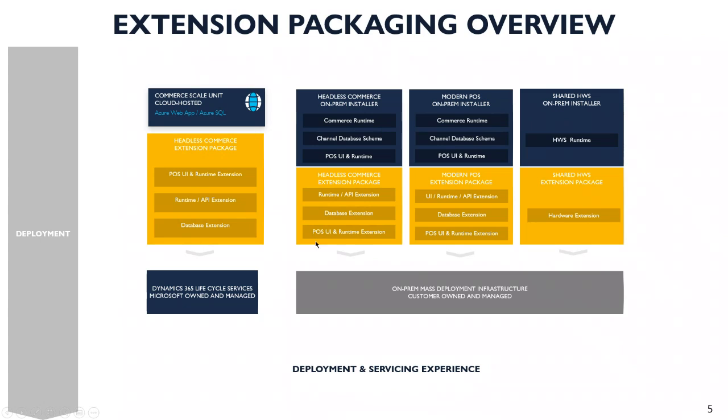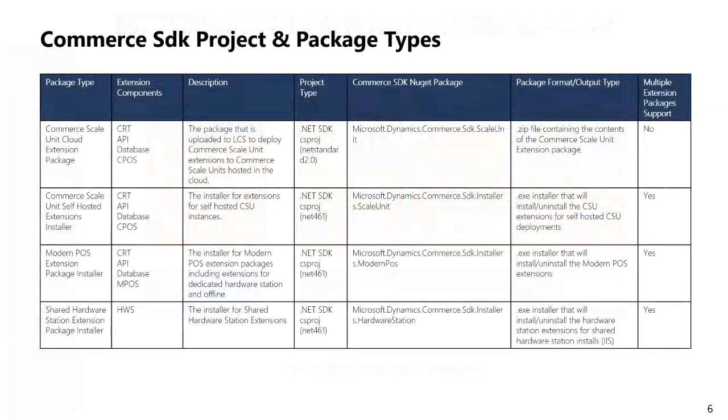Same with the cloud. In the cloud, there are two main things. One, your Commerce runtime, and then the APIs and database extension, and the other one is the CPOS extension, which is packaged and deployed to the cloud. So based on your deployment topology, you can generate packages for this and then deploy to the cloud or to the on-prem.